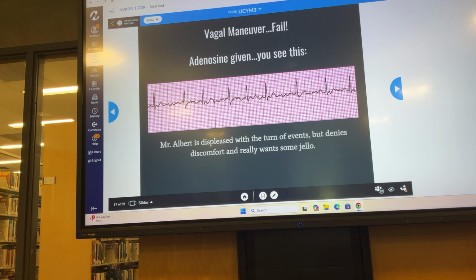Okay, so is he symptomatic with this AFib? Is he tolerating it? Is he okay in this rhythm? Yes, he is, because look at, he's displeased. He didn't love that you gave him adenosine, but he denies discomfort and he wants some jello. He just wants his orange jello, okay? Somebody just give him that. That's all he wants, is his jello.